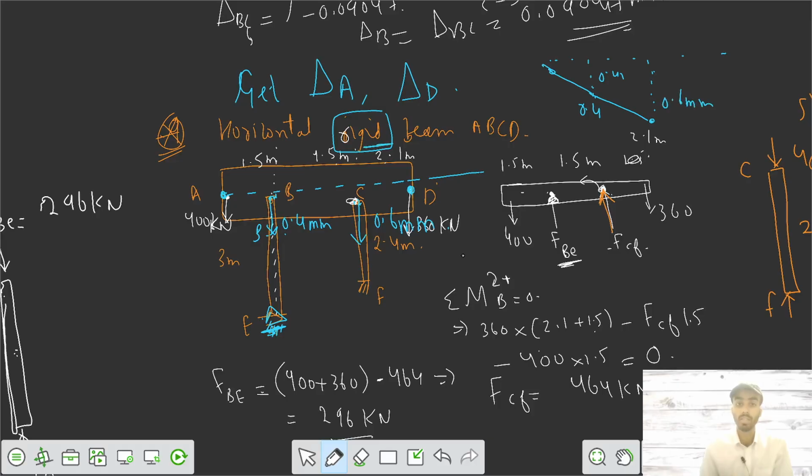Since the beam is rigid, it can't bend. It has to remain straight. To maintain the continuity, point D has to go downwards by this delta D, and point A has to go upward. I would say this is delta D. No, this was not your reference line.